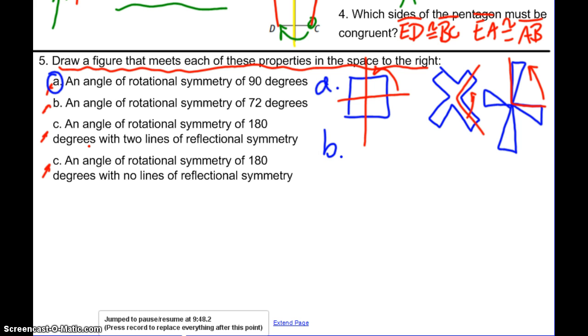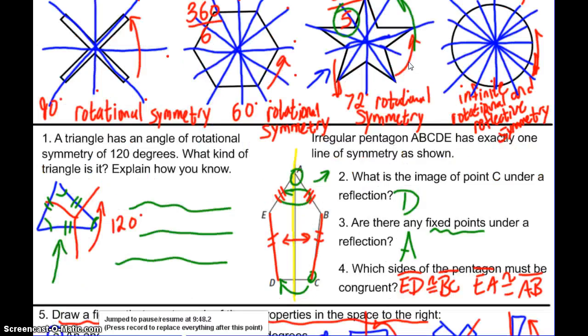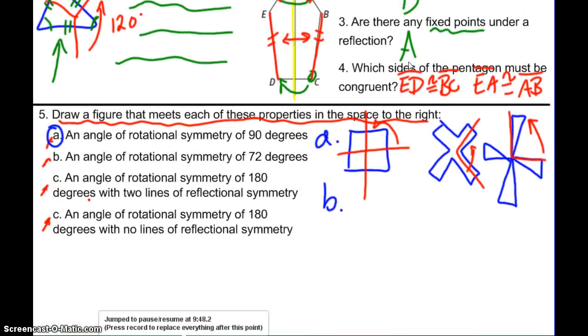For B, an angle of rotational symmetry of 72 degrees. Well, this might stump you a little bit. But remember before, we had this shape right here that had a 72 degree rotational symmetry. Why did it have that? Well, remember, because it was 1/5 of a turn and it was back to the same star. So we need to create another shape that somehow has maybe 5 sides or five rotational something or other. How can we do that?